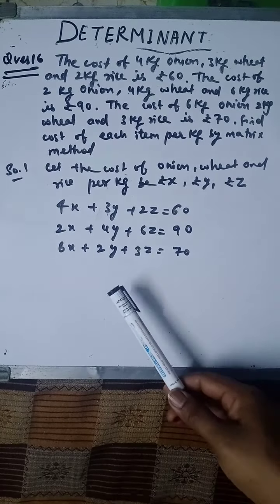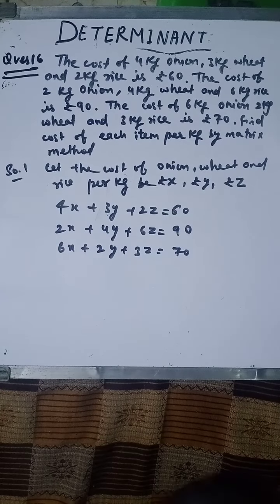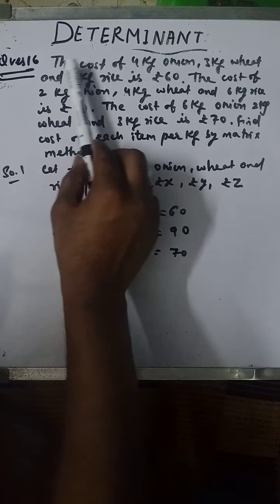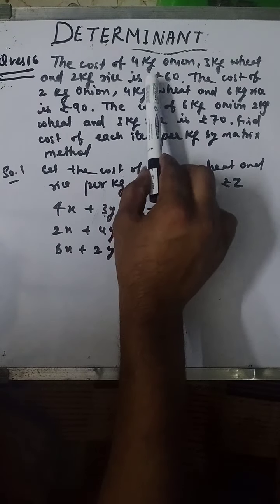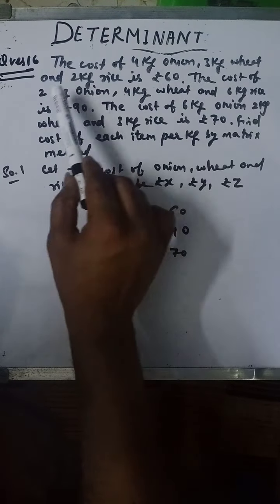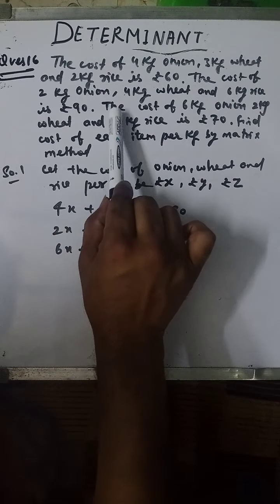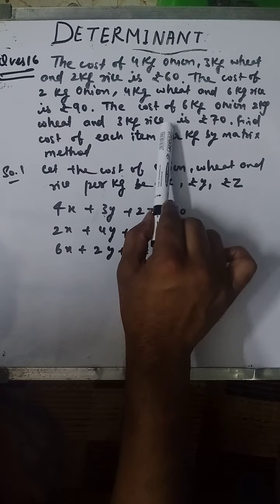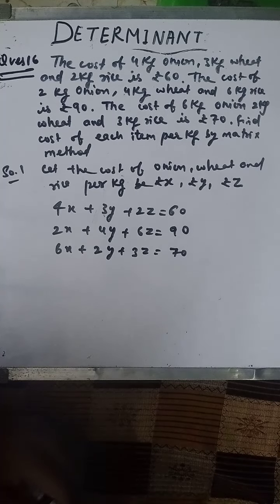This is question number 16 of exercise 4.6. Here you have to make the equations. First, I'm reading this question. The cost of 4 kg onion, 3 kg wheat, and 2 kg rice is rupees 60. The cost of 2 kg onion, 4 kg wheat, and 6 kg rice is rupees 90. The cost of 6 kg onion, 2 kg wheat, and 3 kg rice is rupees 70. Find the cost of each item per kg by matrix method.